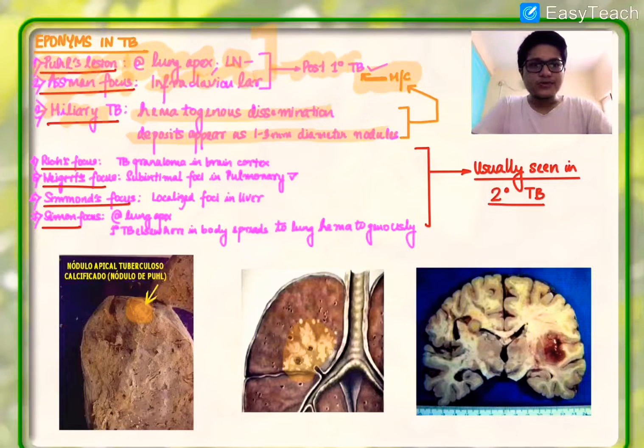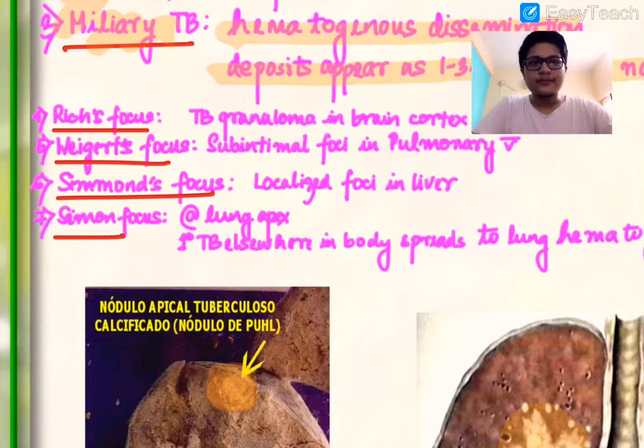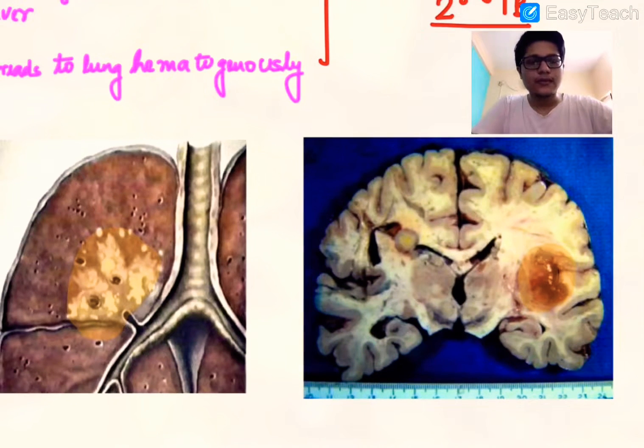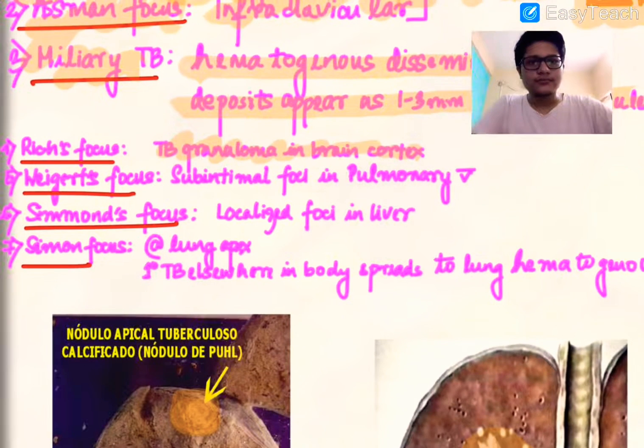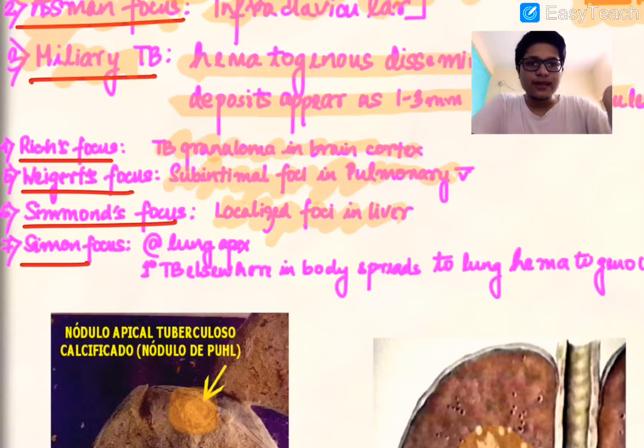Then a few eponyms which are associated with secondary tuberculosis. First is the Rich's focus, which is a TB granuloma in the brain cortex. Okay, so this is your Rich's focus over here. Next, this Weigert's focus is basically a subintimal foci in the pulmonary veins. Simmons focus is a localized foci in the liver, and a Simon focus is found at the lung apex, where the primary tuberculosis is elsewhere in the body and spreads to the lung hematogenously.